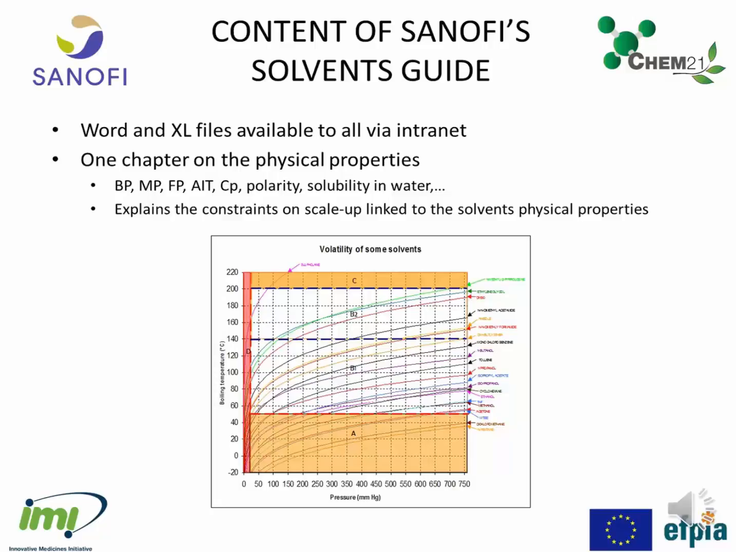For example, this scheme gives the boiling point versus the pressure and illustrates that a solvent with a boiling point lower than 50 degrees under atmospheric pressure is not efficiently trapped by condensation, whereas a solvent boiling above 200 degrees at normal pressure requires a high vacuum to be recovered by distillation. This chapter is not publicly available. If you need more details, please apply for a job in Sanofi.